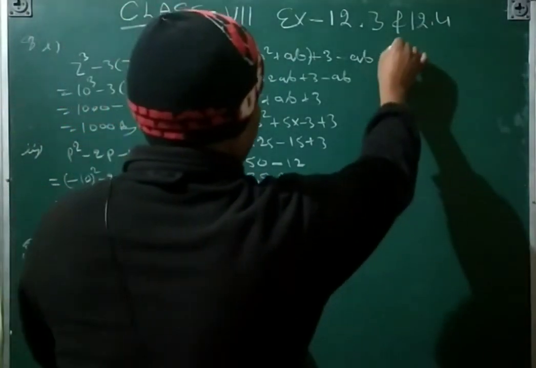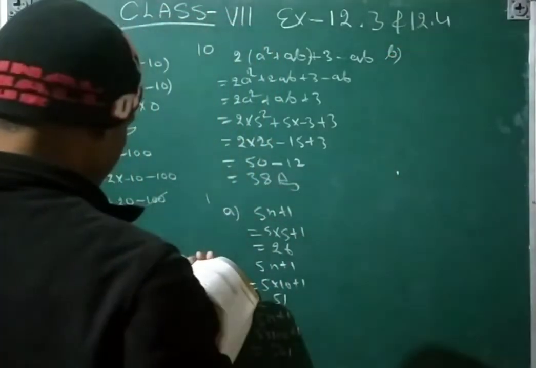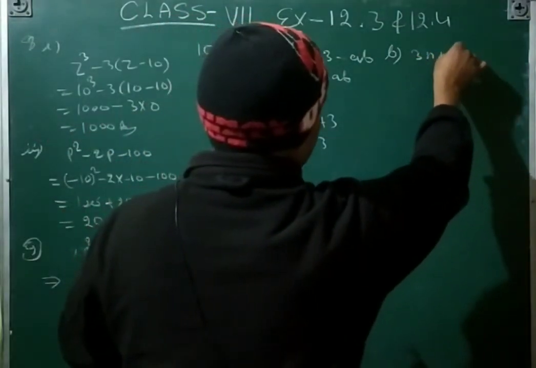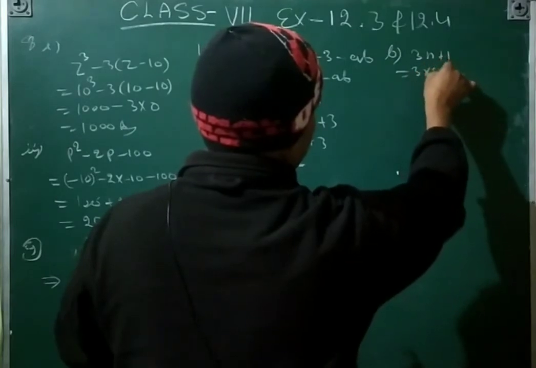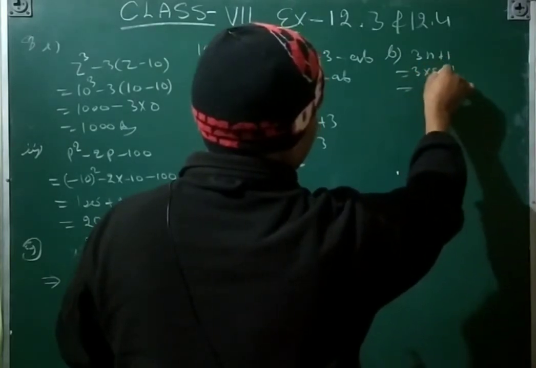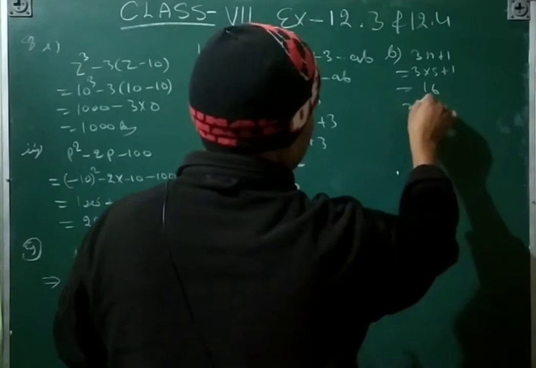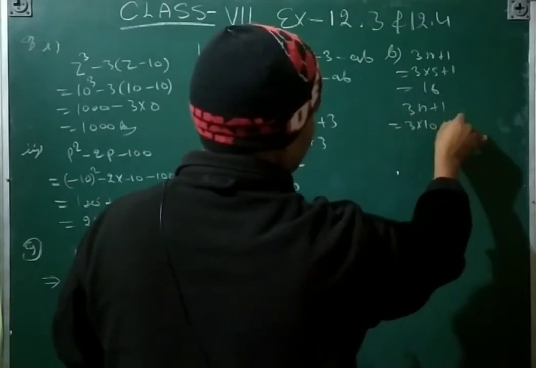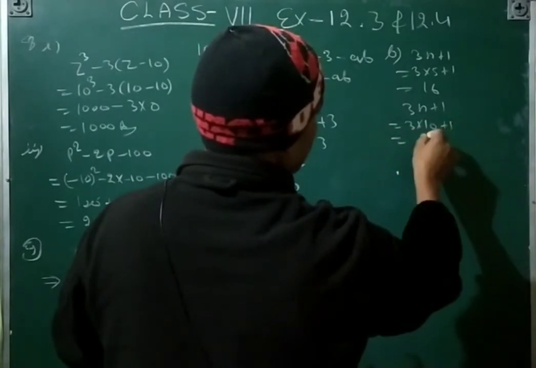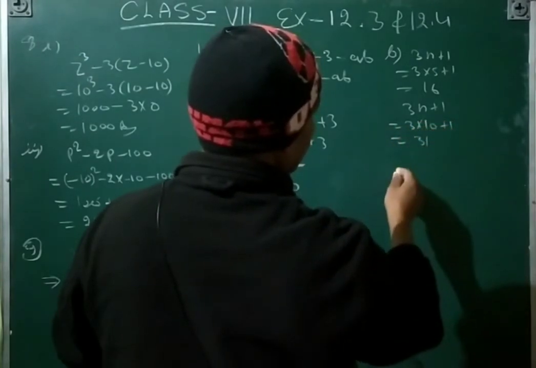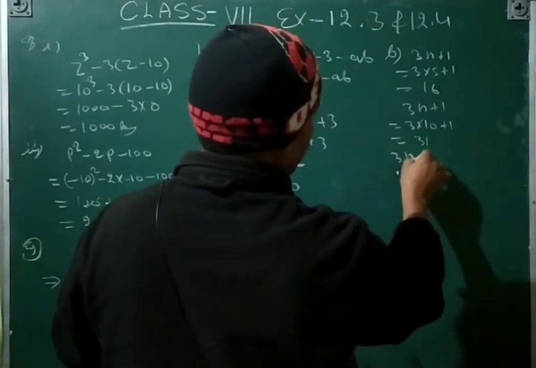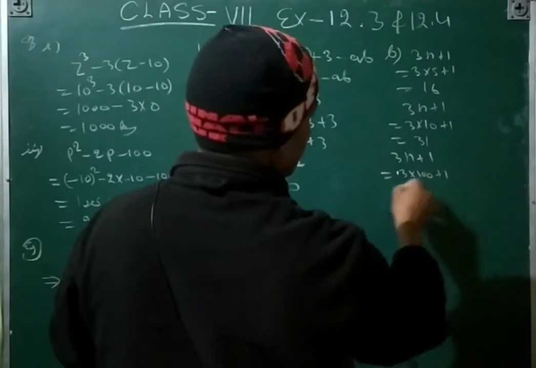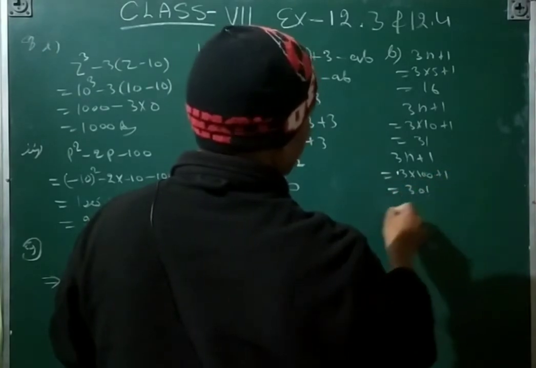And then the B part. The pattern is 3n plus 1. First of all we will place 5: 3 into 5 is 15 plus 1, 16. And then we will place the 10: 3 into 10 plus 1, that is 30 and 1, 31. And then again we will place the 100: 3 into 100 plus 1 is equal to 301.